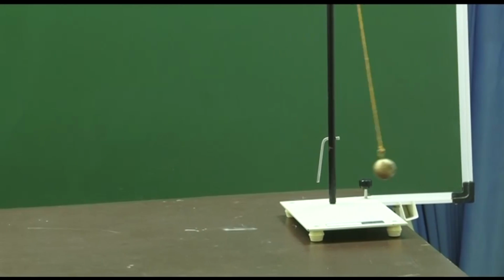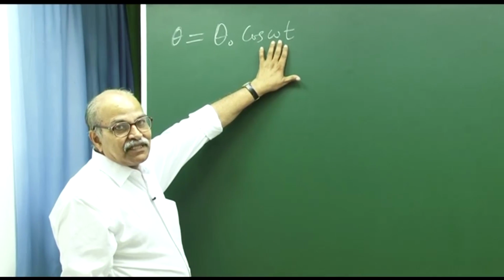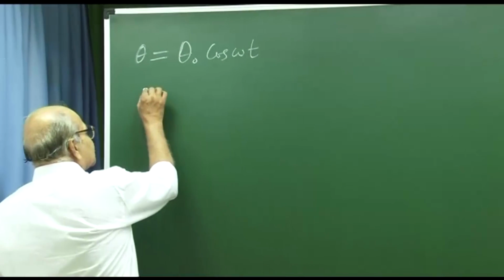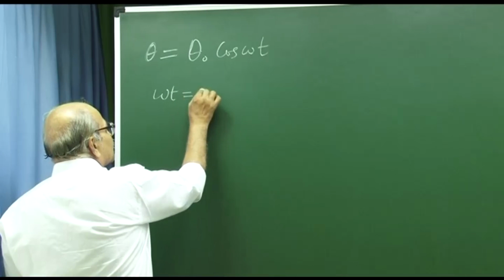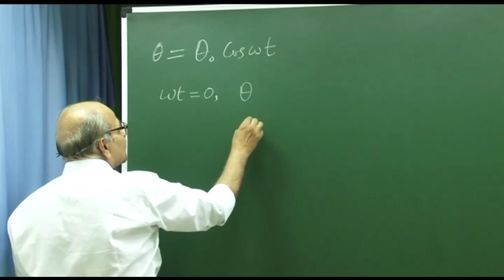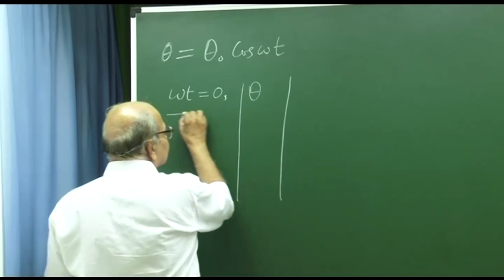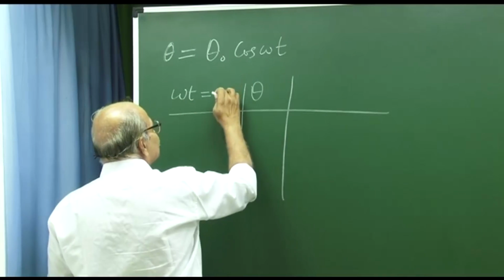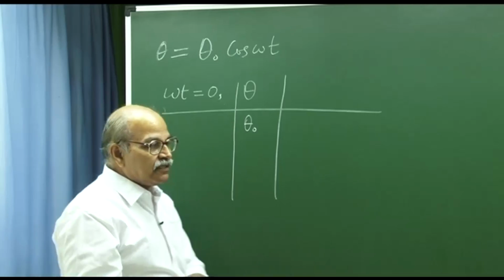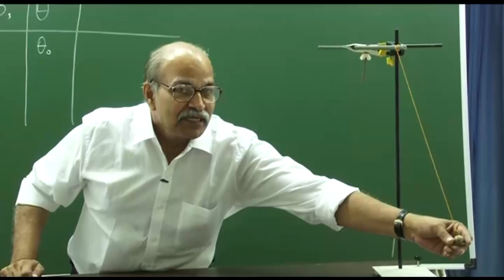So, this entire phase can be described mathematically just by giving the value of this omega t. And how? Let us see, let us try. Suppose omega t is 0. What does it say? It says that theta is equal to theta naught. So, let me make a table. Theta is equal to cos of 0 is 1. So, theta is equal to theta naught and it is positive.